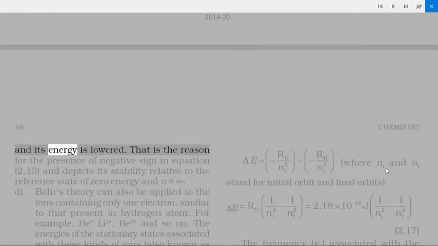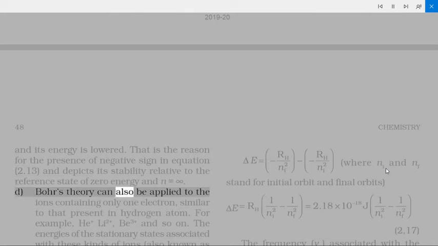Its energy is lowered. That is the reason for the presence of the negative sign in equation 2.13, and it depicts its stability relative to the reference state of zero energy and n = ∞.